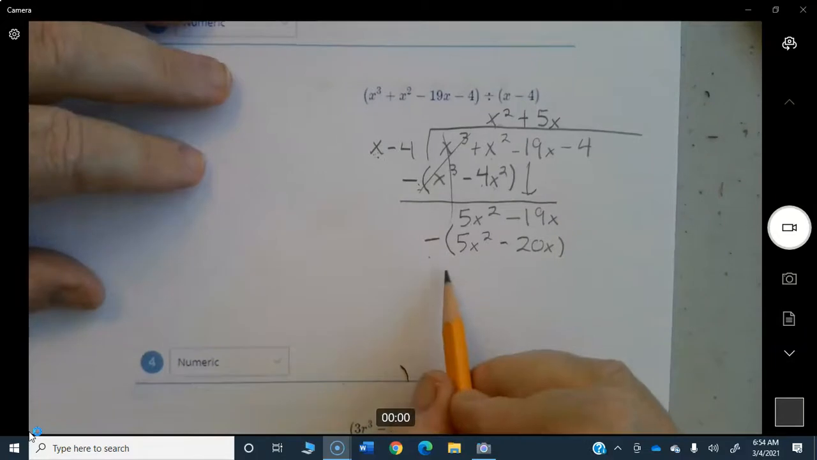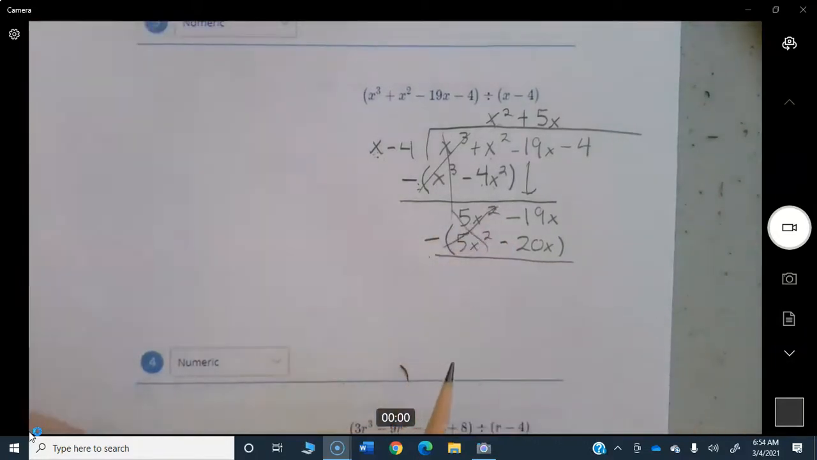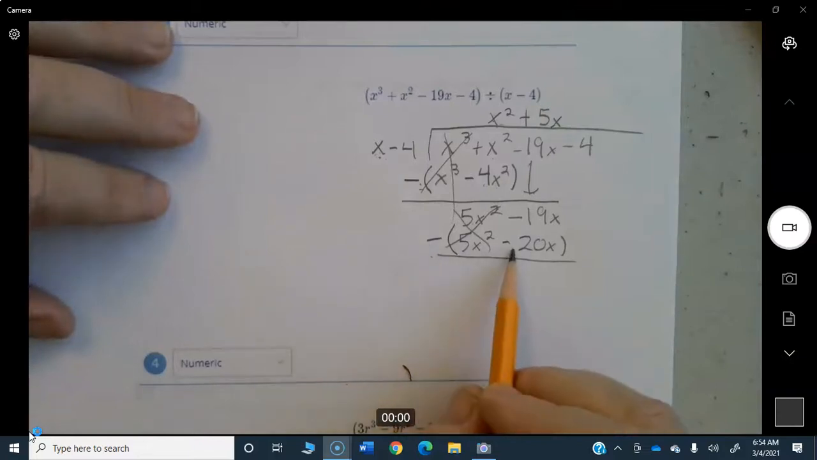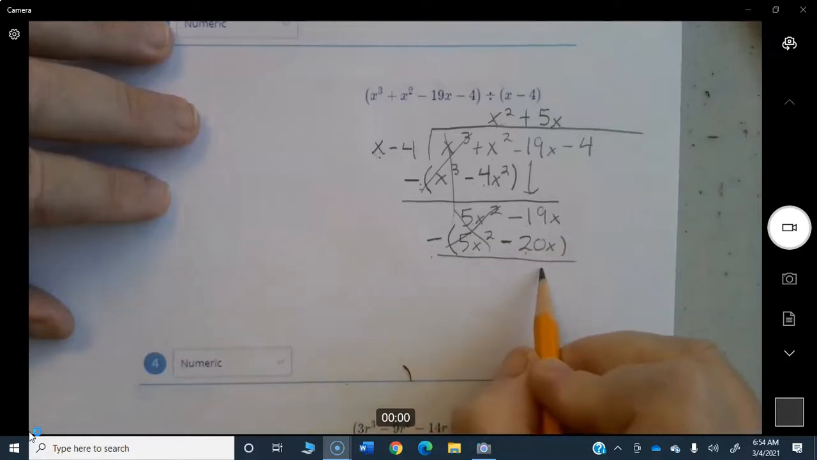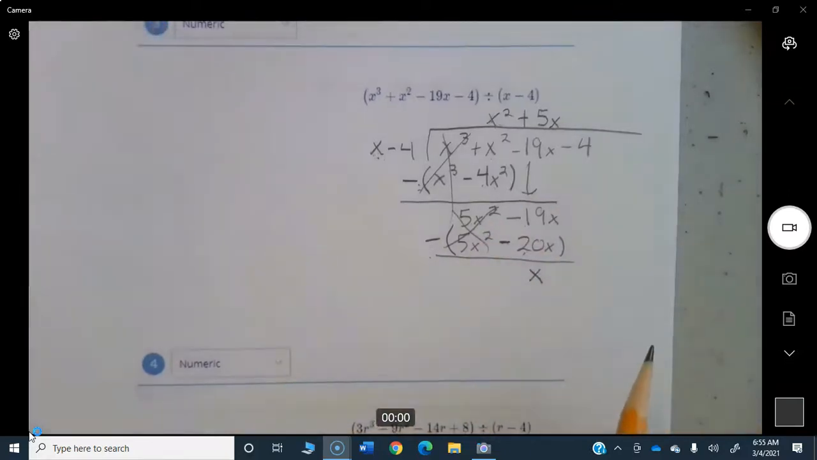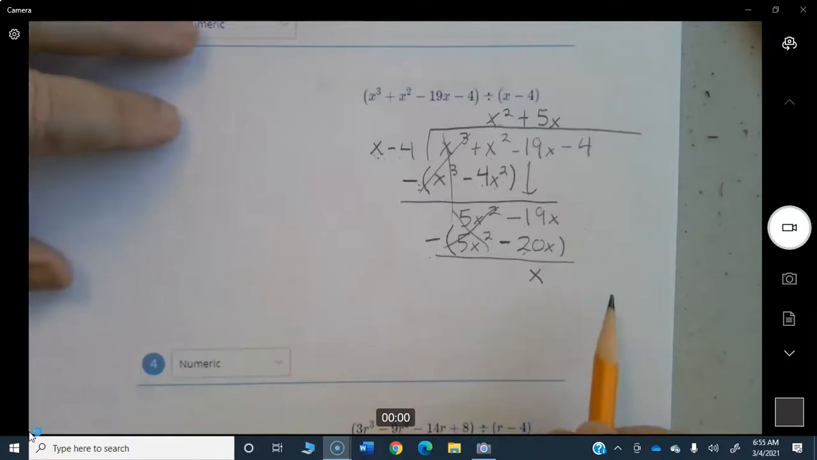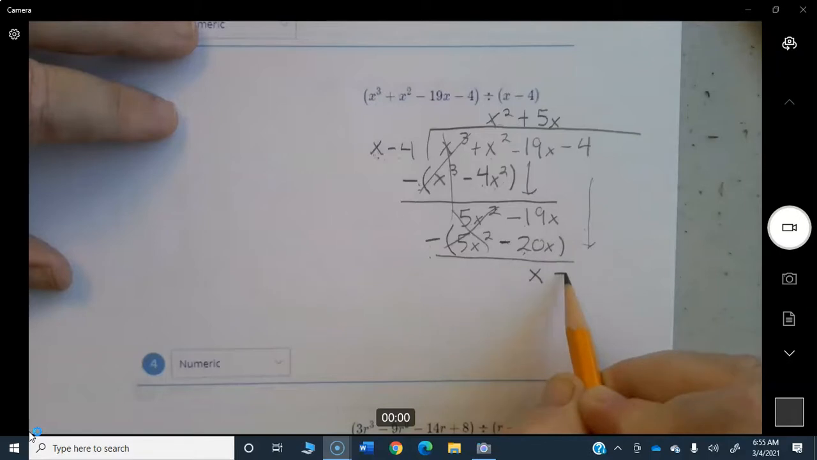Now we do the subtraction. The first term always disappears, 5x squared minus 5x squared. Now this is again a double negative, so that's going to be a plus sign. So it's negative 19 plus 20. And that will give you just 1x. We'll just write it as x though. Negative 19 plus 20 gets to 1, and that's 1x. We'll just write it as x. And now the last pull down goes there. It's negative 4.